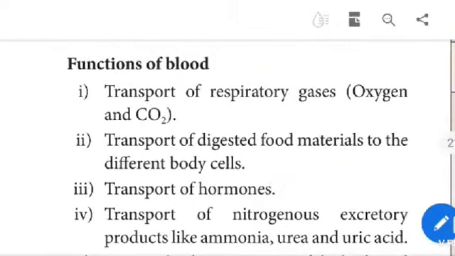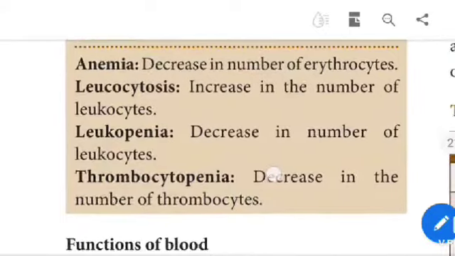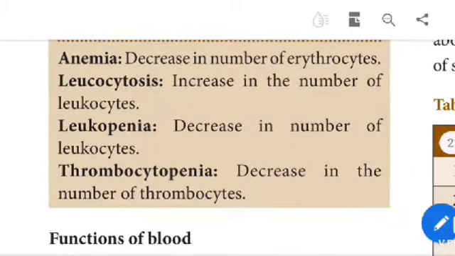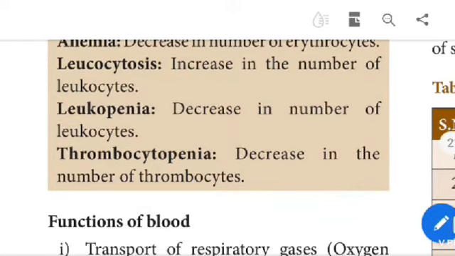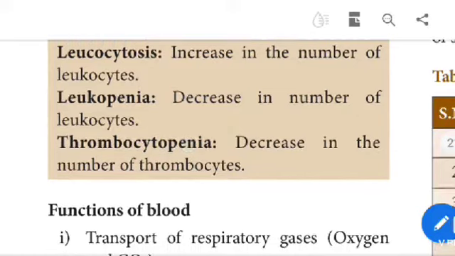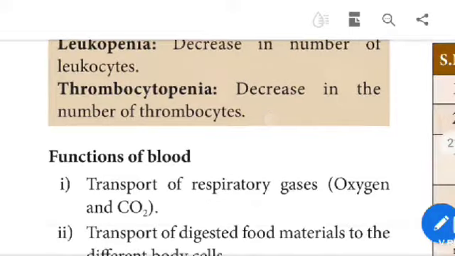Anemia is a decrease in the number of erythrocytes. Leukocytosis is an increase in the number of leukocytes. Leukopenia is a decrease in the number of leukocytes. Thrombocytopenia is a decrease in the number of platelets, and thrombocytosis is an increase.